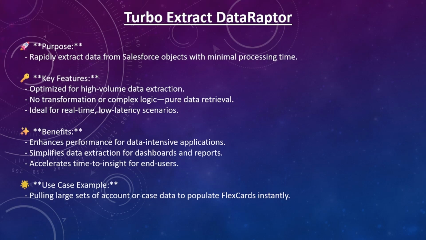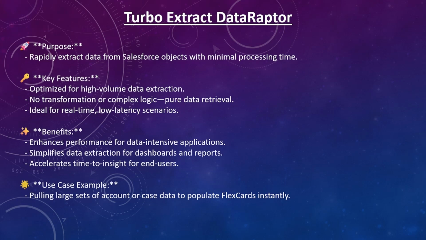The only difference is that in turbo data raptor you can fetch the records from a single object. So let's say if you have to get the data from account, you can directly query on the account, or directly set the data raptor to get the data from account and use it. Now, what are some of the key features of the turbo data extract? It is used for high data volume extraction, but there is no transformation or complex logic on the data you are getting. It is basically used for pure data retrieval from a single object.